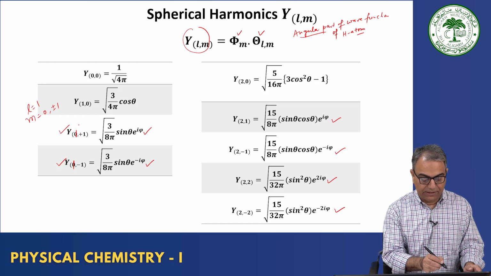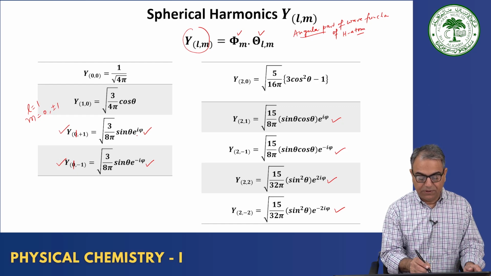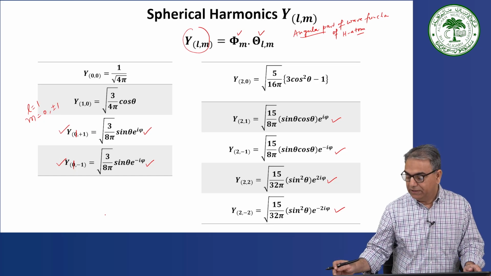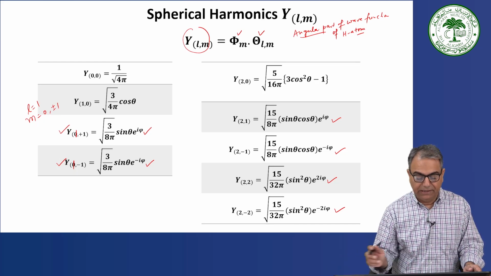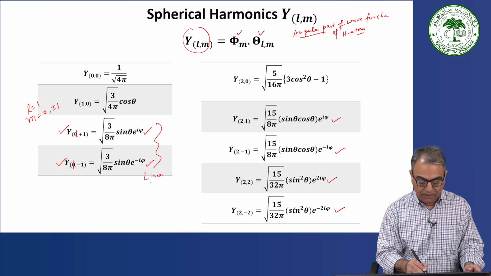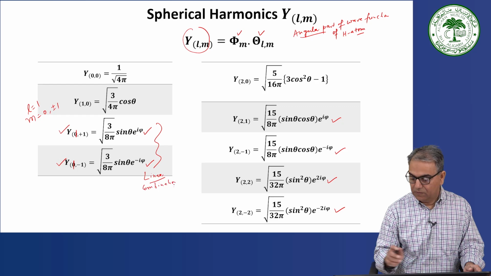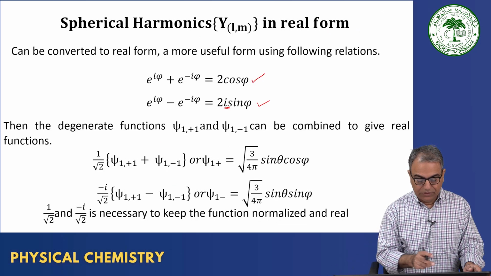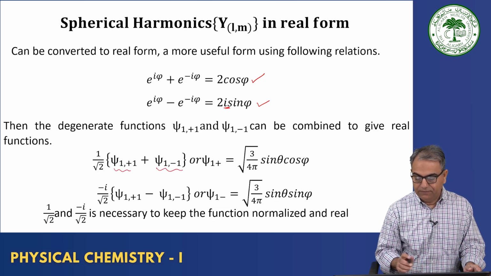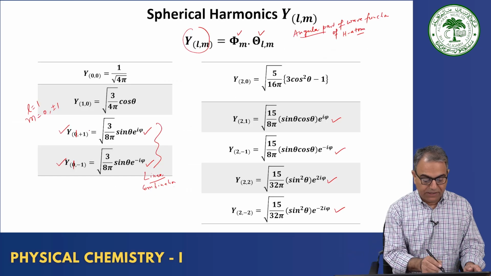So I'm doing it simultaneously. We have these two functions, Y plus 1 is exponential i phi and Y minus 1 is exponential minus i phi. What we do is that for finding out the real functions, we take a linear combination of these two functions. We linearly combine them. When you take the linear combination, it means you take 1 plus 1 and 1 minus 1. You see the corrections I did.